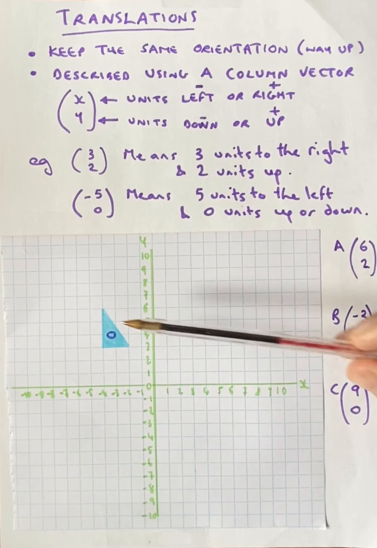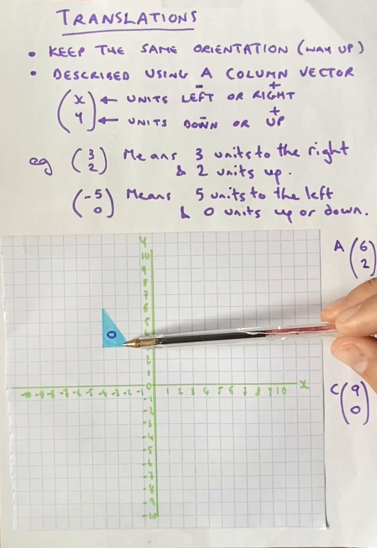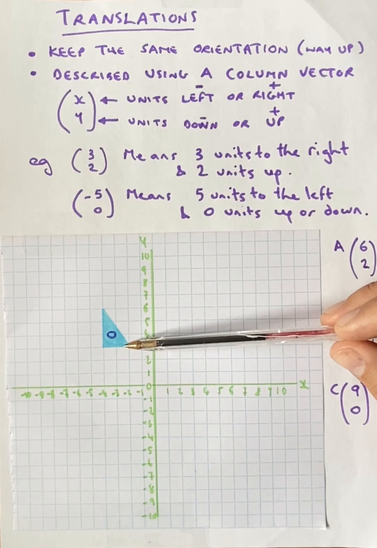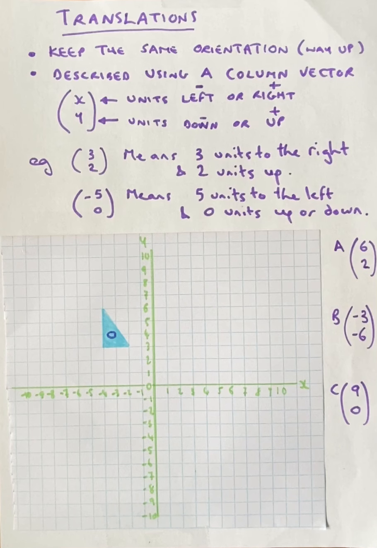So what I've got on the grid is a shape labelled O. This is what we're going to refer to as the object. Just like we have with our rotations and reflections, the object is the starting shape. And we've got 3 different examples I'm going to work through, and we're going to move the shape using these column vectors. So the first column vector is 6, 2.